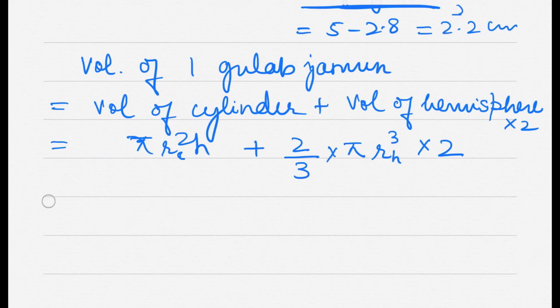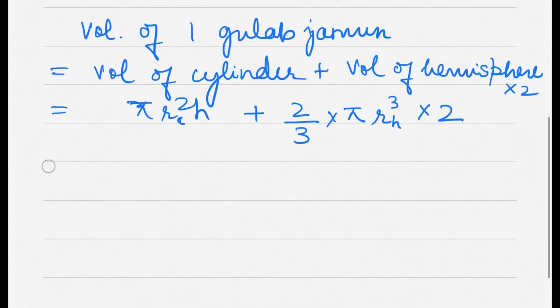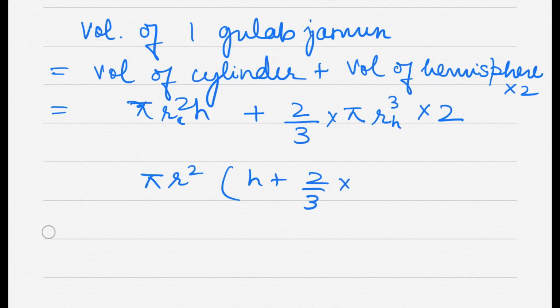Okay, so now pi is same, and even radius is same for both of them, right? So I can take pi and r square common. So h plus 2 by 3 into 2 into r. 1 r will be left. Here it is r cube and here it was h. So now I will just substitute the value.